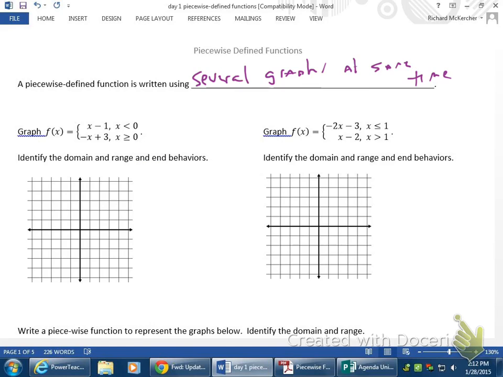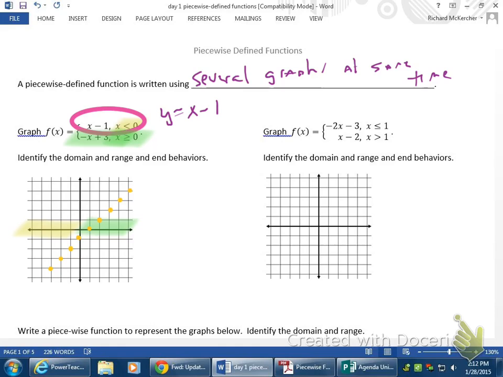So the first thing I want to recognize, of course, is that I've got two different sections of my graph. This first section here, when x is less than 0, I'm going to graph this line, x minus 1. Now, the second equation happens whenever x is greater than or equal to 0. So basically I'm going to have a left side and a right side of my graph. So let's graph the first one, y equals x minus 1.